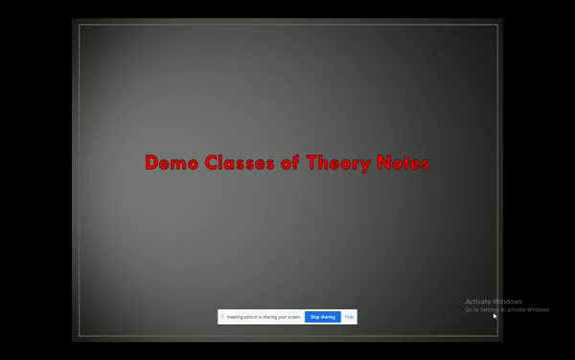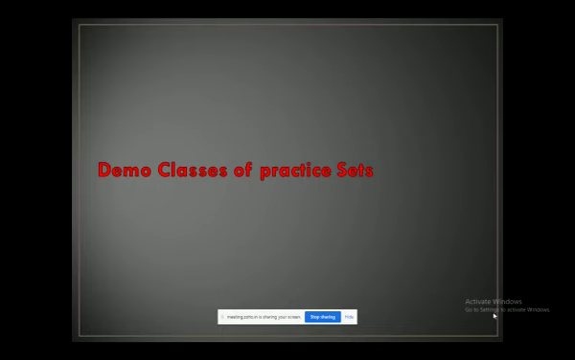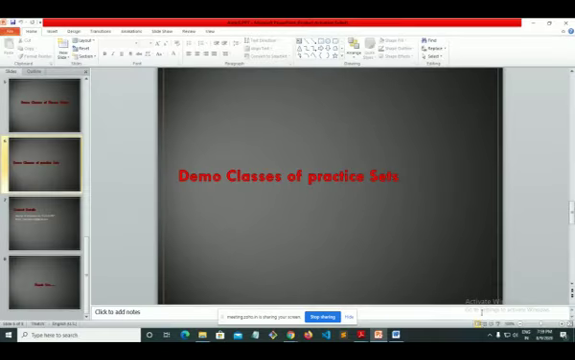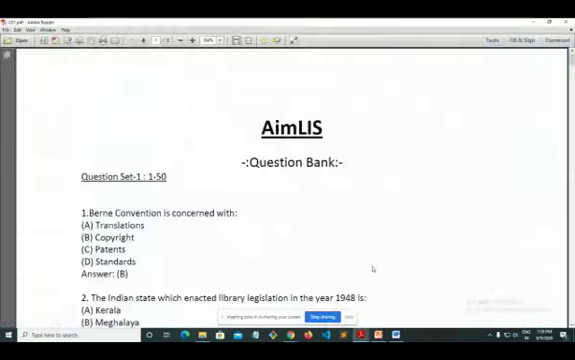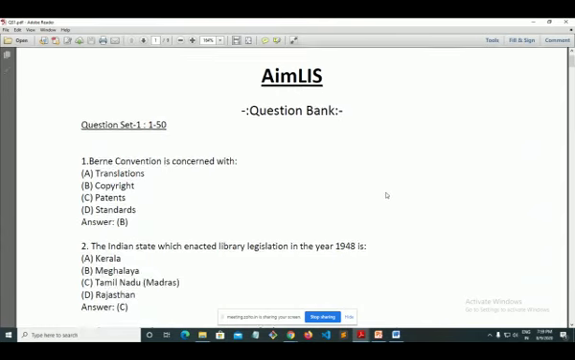Now we will go for some demo classes of practice sets. There are also 50 questions set with answer. Now I would like to discuss various types of question and answer patterns which are very important for any kind of competitive exam of LIS. Like first type, there is one question and four options.